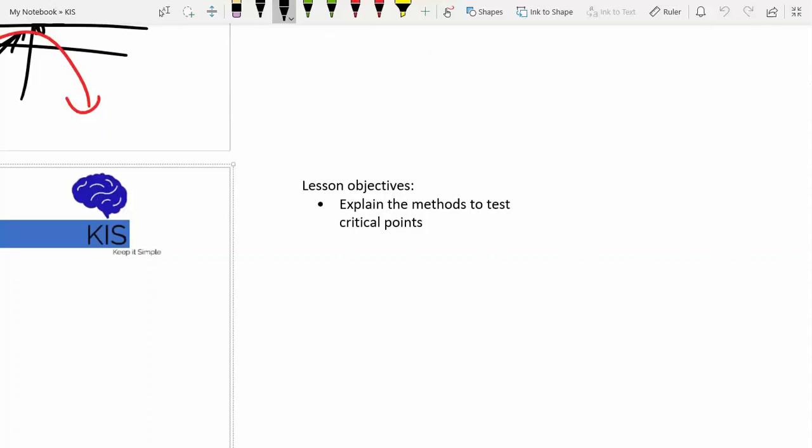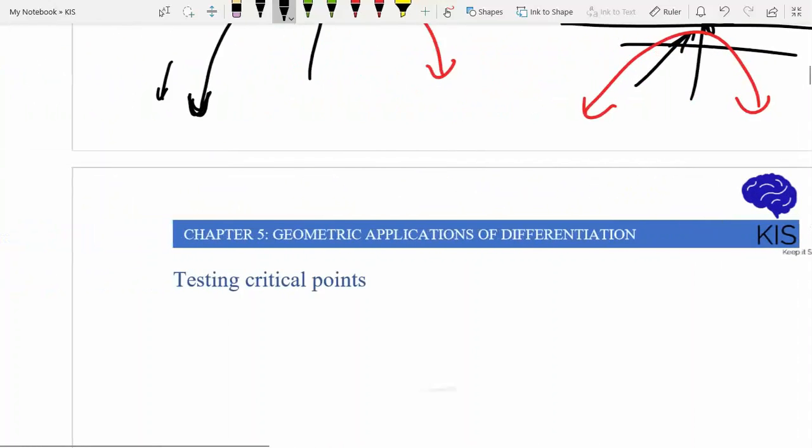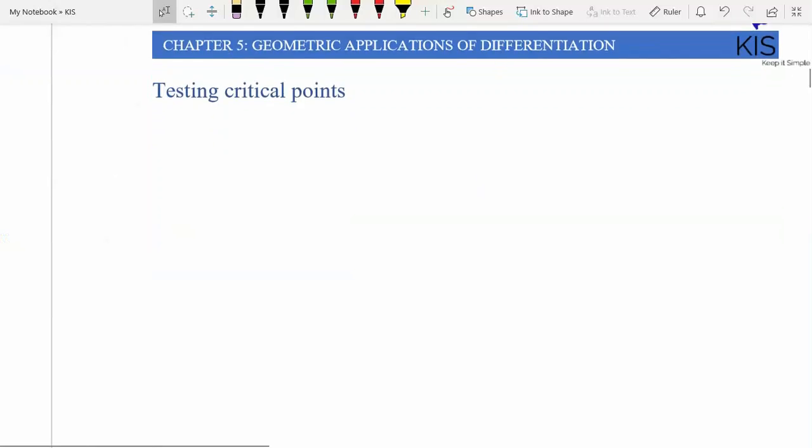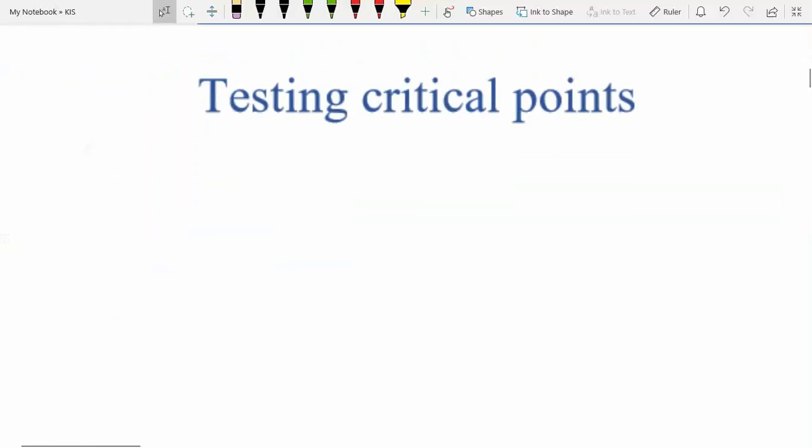Okay, we've only got one thing to do this lesson, and that is to explain the methods to test critical points, because it's crucial to understand the two different methods and why you would use each one of them. I'm just going to start with this, and we're going to zoom in a bit because we've got a lot of working out to do.